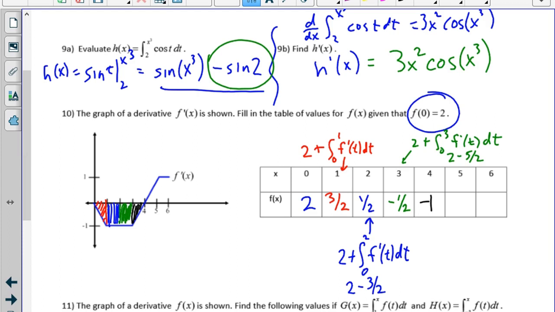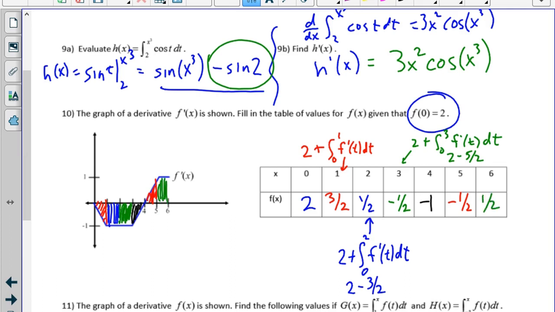Number 5, we've added a half back. So that means I'm back to -1/2. So I've now added 1/2 back. And then number 6, at x equals 6, I'm adding 1. So I end up with 1/2.